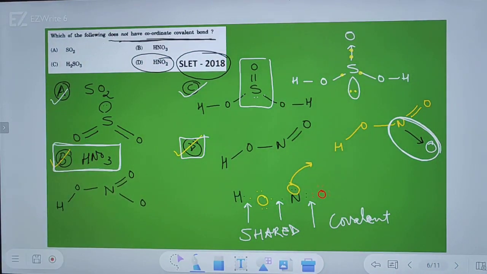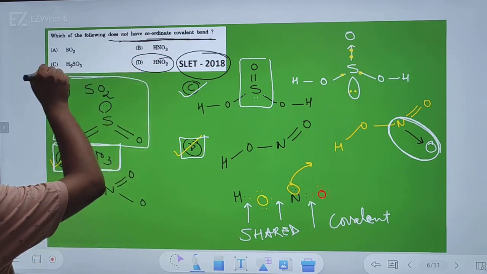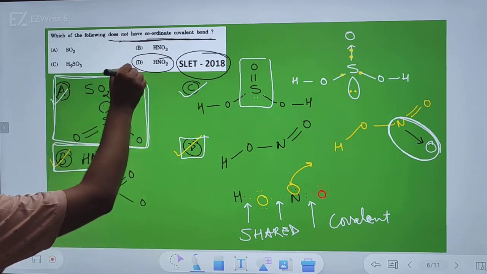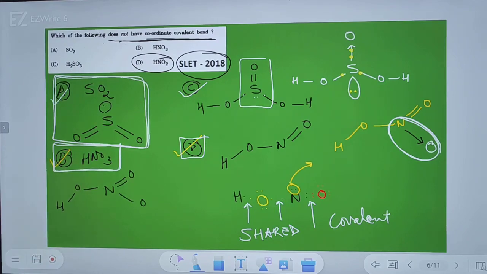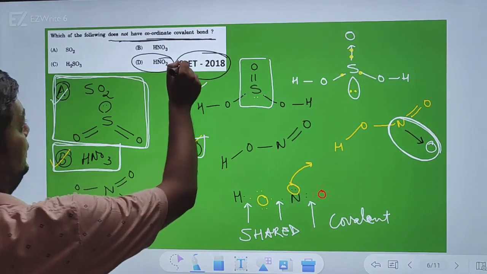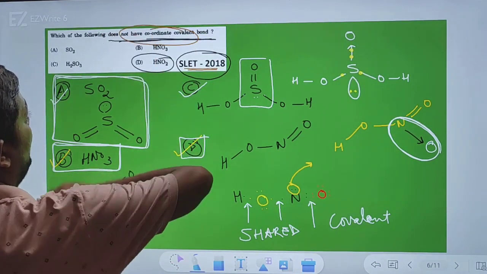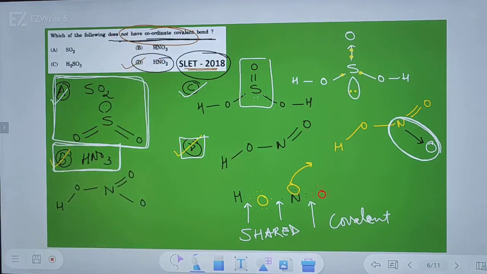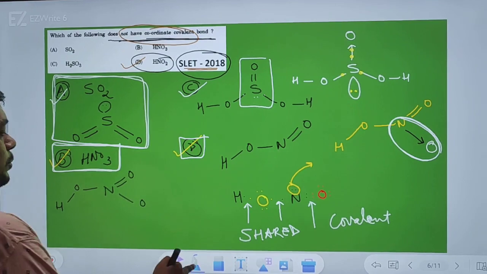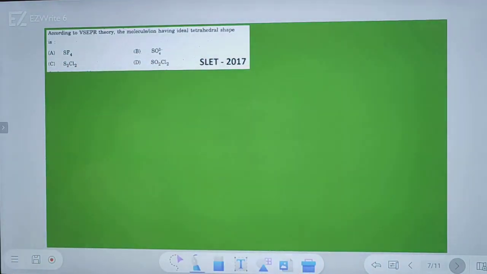SLET 2018, and this I am leaving to you. I hope you will come up with some discussion in the comment box regarding SO2. But as of now, the answer is to be considered. It's crystal clear that for SLET 2018, no coordinate covalent bond, and the answer is HNO2, and that is nitrous acid. Let us move a step ahead. Let us think something else from the same concept.